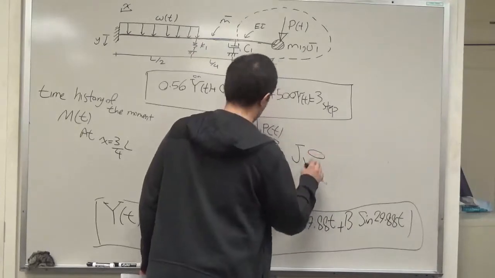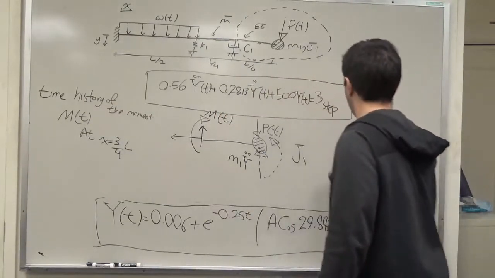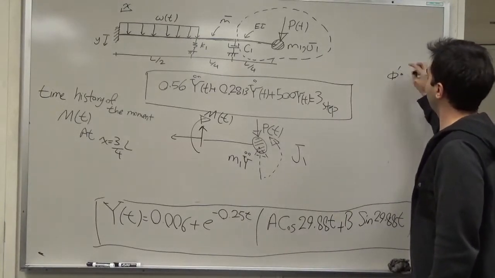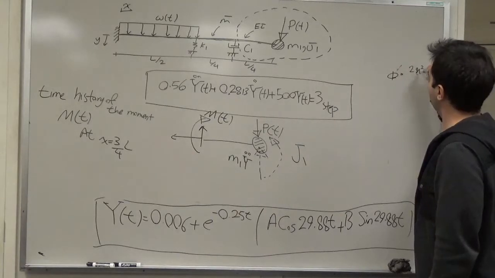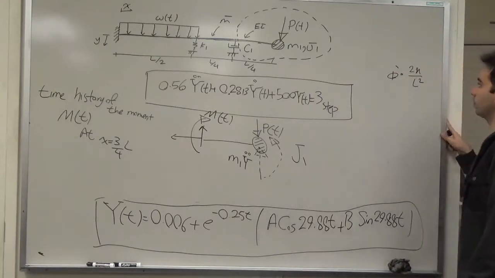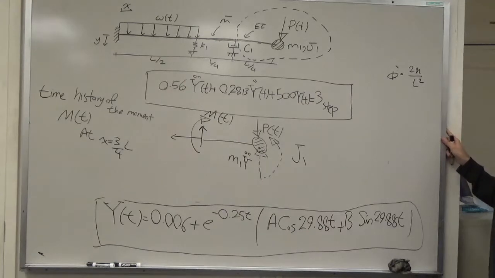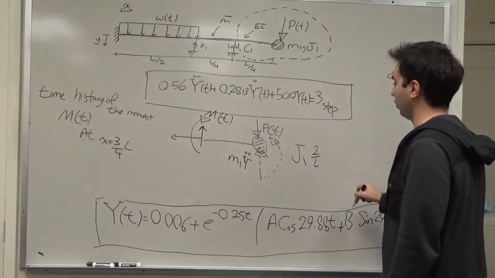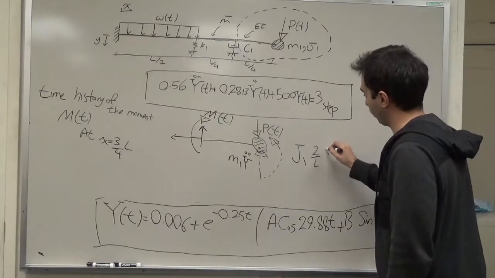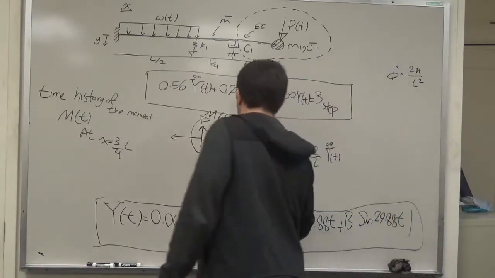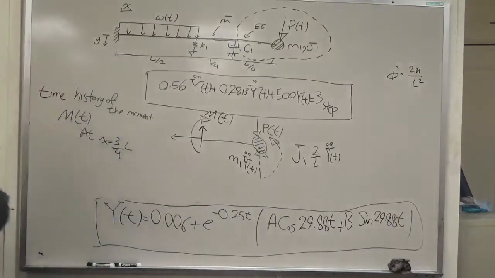Now, we could repeat phi prime. Phi was, write it on the side, phi was x over L squared. So phi prime was what? Was 2x over L squared. No, just 2x. So phi prime at the end of the beam is 2 over L. Therefore, that's J1 times 2 over L, which is the angle, times y double dot, because 2 over L times y double dot is the rotational acceleration at that point. It's the angular position times y double dot.